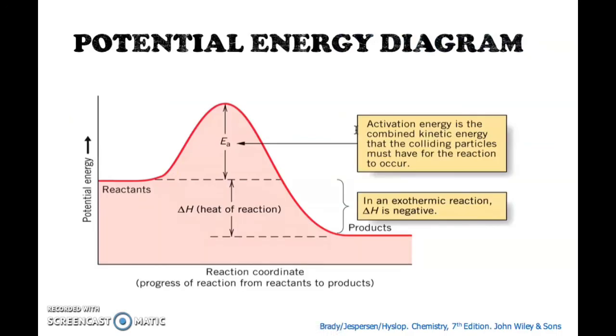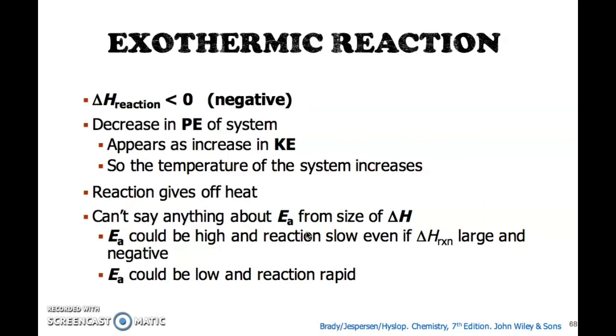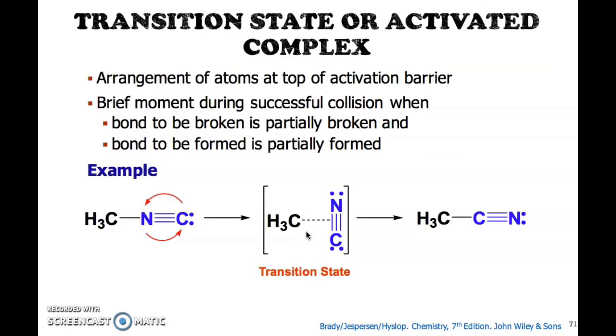Potential energy diagram. This is the activation energy. This is the exothermic reaction, so the enthalpy is negative. For exothermic and endothermic, we already discussed in chapters 1 and 2. This is the transition state or activated complex.